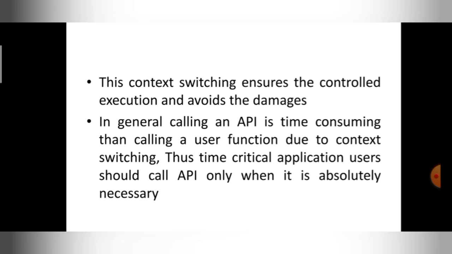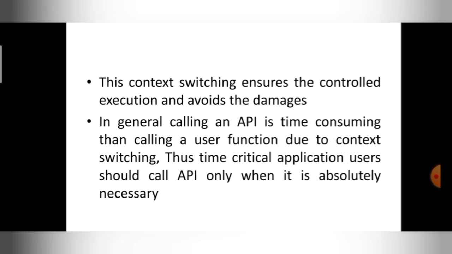So in general, calling an API is time consuming. If you are using API, we have some disadvantages also. Yes, as an advantage, it will avoid the crashing damages. But what are the disadvantages of using API? So in general, the main disadvantage is calling an API is more time consuming than calling a user function due to context switching, right? Calling an API means context switch should happen from user mode to kernel mode and back. So this context switching is time consuming. This is the disadvantage of API. So thus, if you are using a time critical application, you should call API only when it's absolutely necessary.